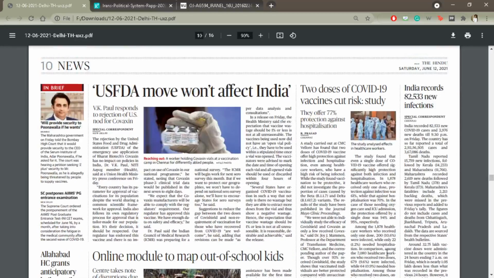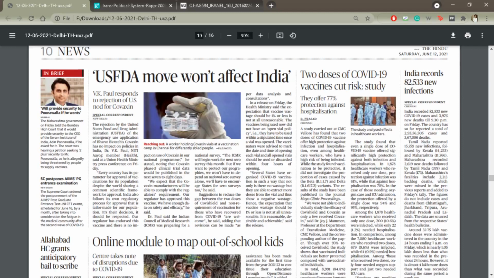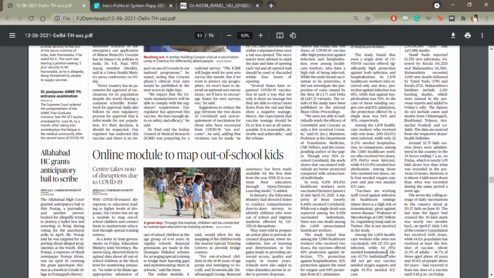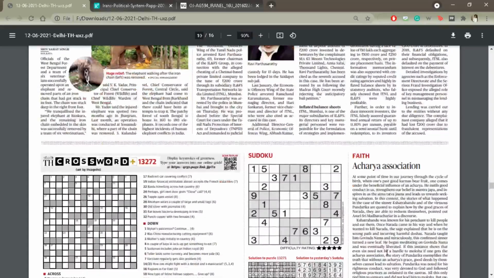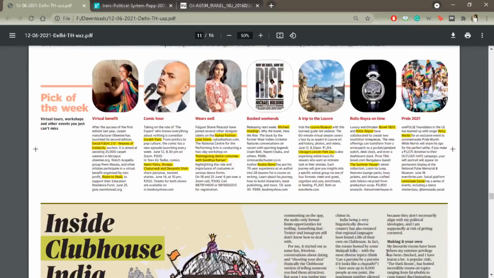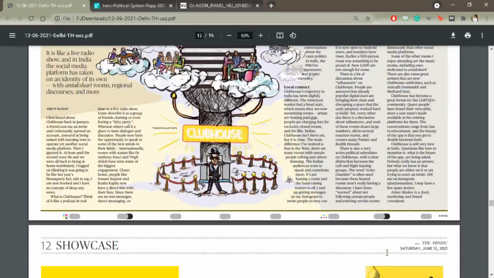US FDA move won't hit India. What is this related to? The FDA, the medical body in the United States, rejected the application of Covaxin for emergency use in the United States, primarily because of lack of phase 3 clinical trial data. That data has not been provided in India also. The Indian government still went ahead with the vaccine. The US has decided that it won't until that data is provided. Unless that data is provided, WHO is also not going to approve the vaccine for the world.